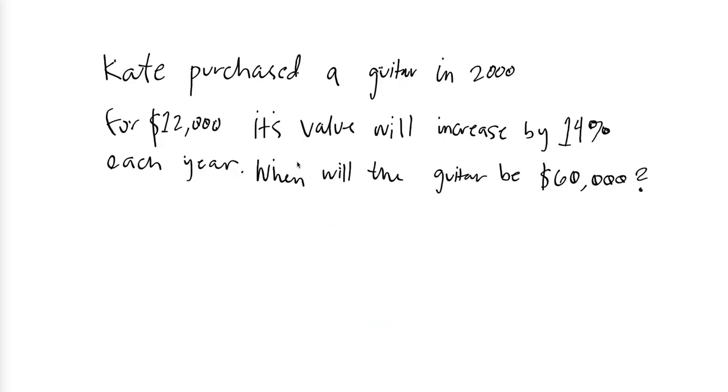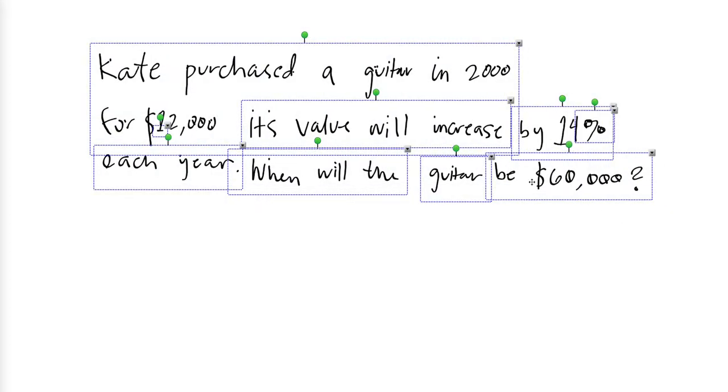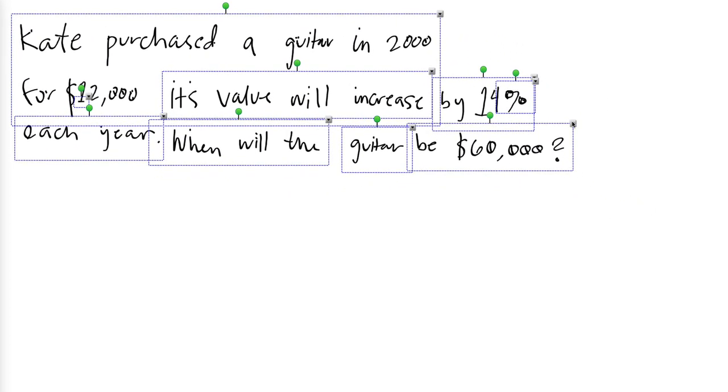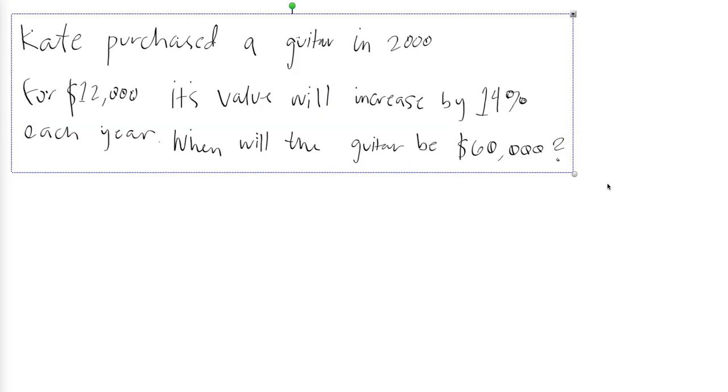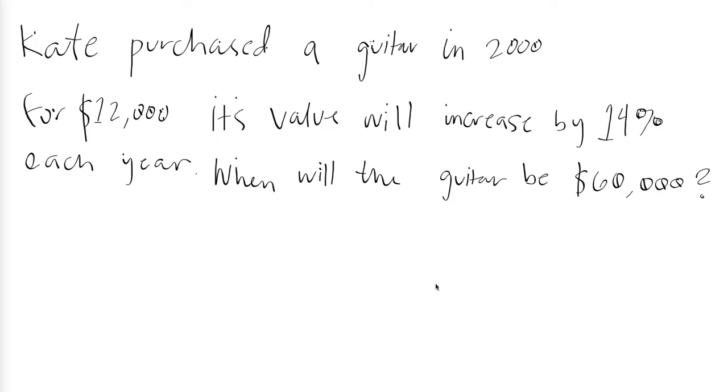Okay, now I didn't write these. Let me make it bigger. Is that good enough? Okay. Kate purchased a guitar in 2000 for $12,000. Its value will increase by 14% each year. When will the guitar be $60,000? Now, before we even worry about the $60,000 part, we're going to worry about the equation that's used to get that answer.